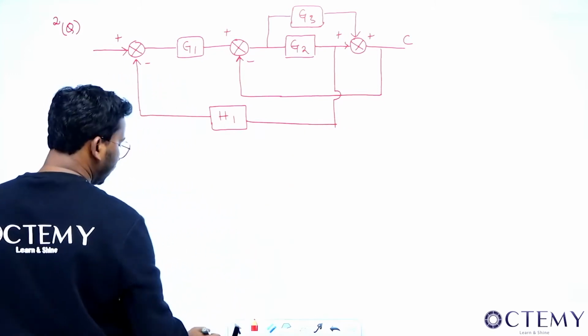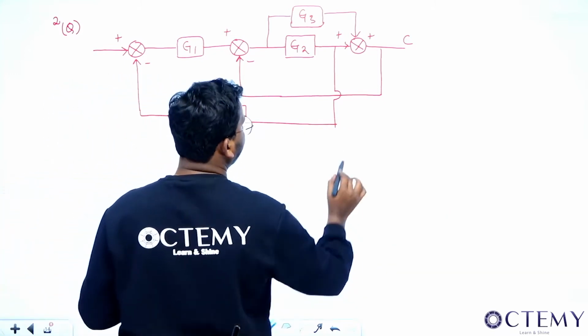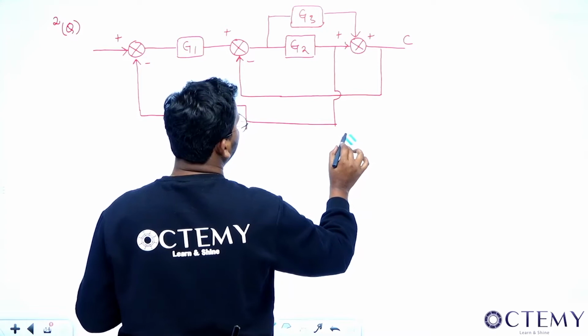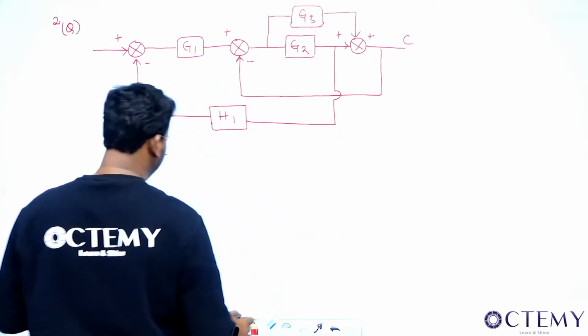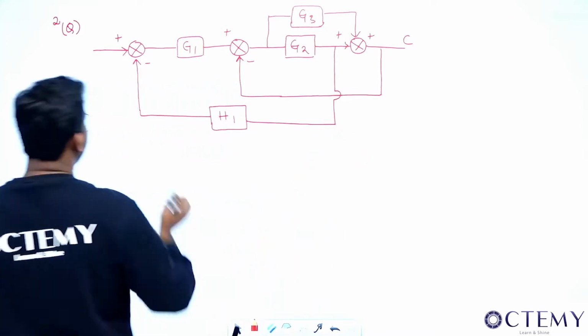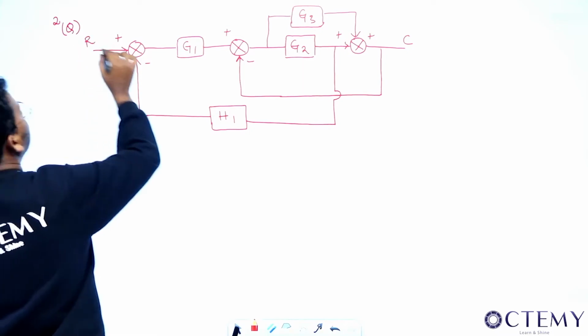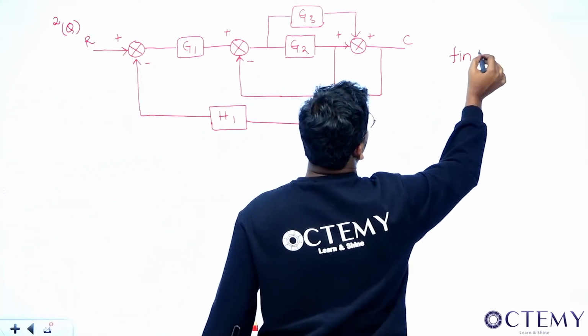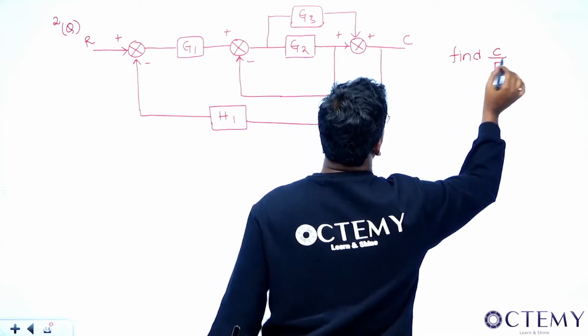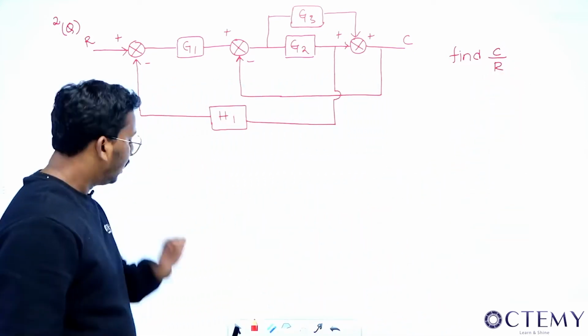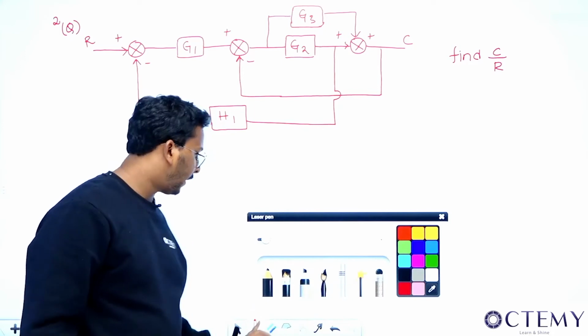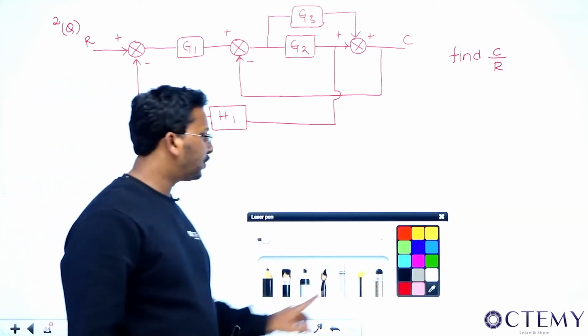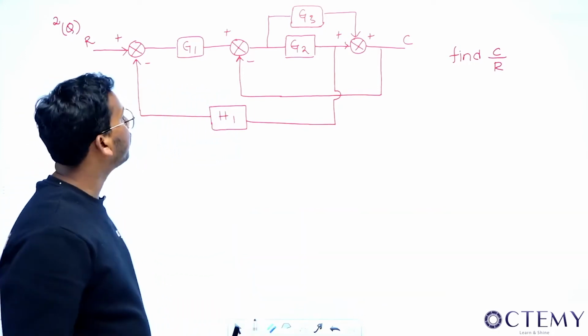Very good, sir. So this is the question, and obviously he'll be asking you the overall transfer function. He'll be asking you what, sir? The overall transfer function, that is C by R. So this is your R, this is your C, find C by R. He's simply saying find C divided by R. So see, sir, let us do this. Let us observe how to do this, sir. Right?